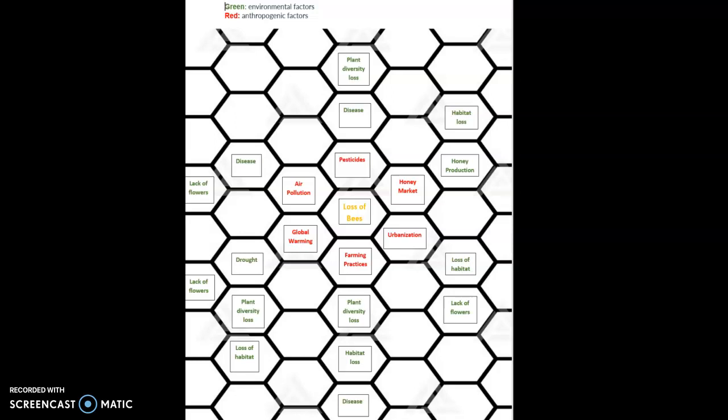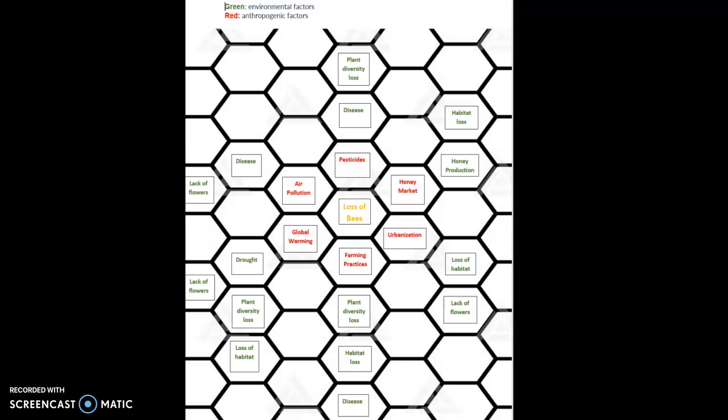Now, the environmental factors and the anthropogenic factors are both reasons that the honeybee population is declining. There are connections to each of the anthropogenic factors that are environmental factors that is like a feedback loop effect. The anthropogenic factors cause an impact on the environmental factors and vice versa.